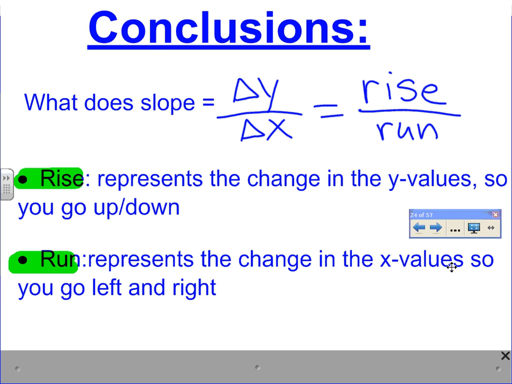Okay, the run represents the change in the x values. So you go left and right. So the rise is the change in the y values. The run is the change in the x values, which is why you go left or right. The x-axis is horizontal, the y-axis is vertical.